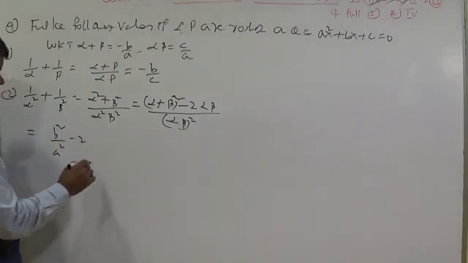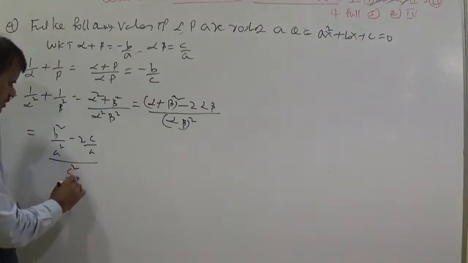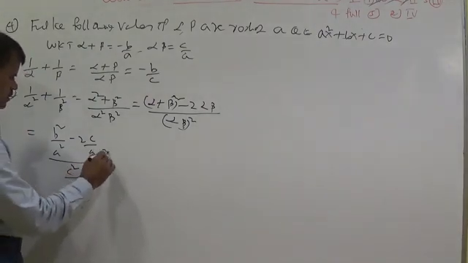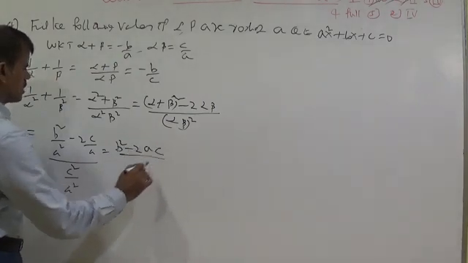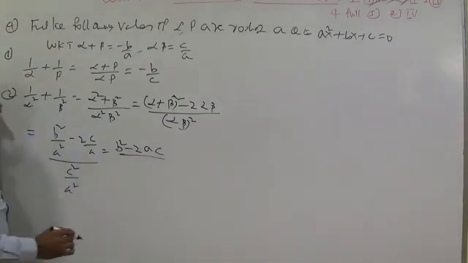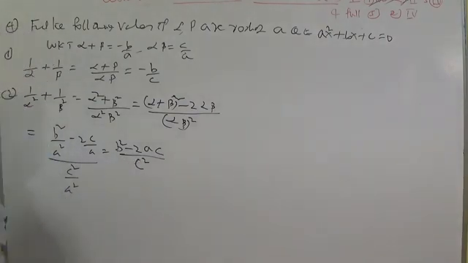Here b square by a square minus 2c by a, by c square by a square. You can write by taking LCM as a square, b square minus 2ac by c square, because the denominator a square and a square will get cancelled.